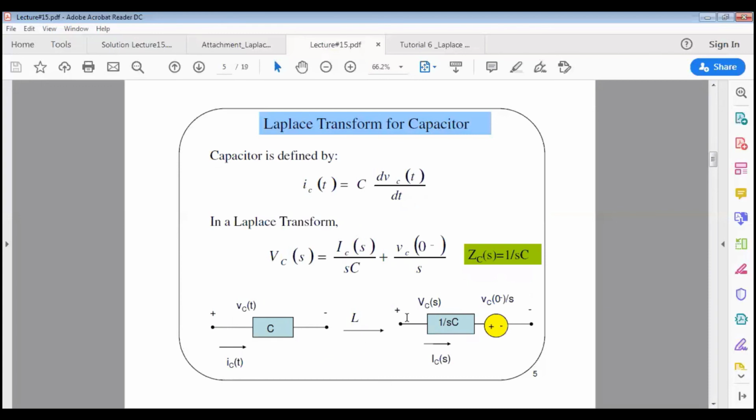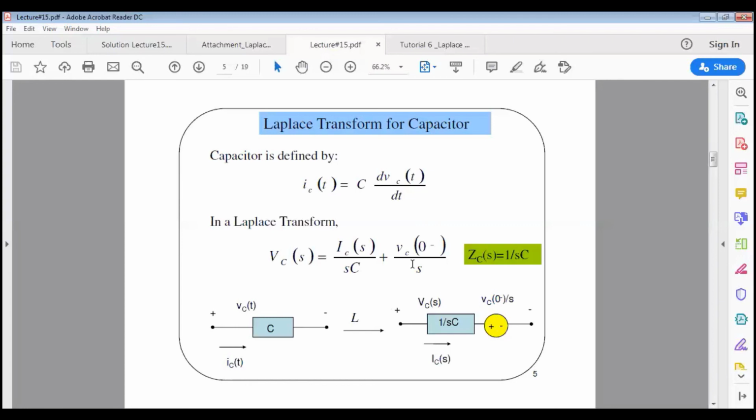In terms of a circuit transform, this is the component in time domain. In Laplace transform, we're going to have 1 over sC, which is the impedance of the capacitor. VC(s) is the voltage drop across the capacitor, and IC(s) is the current flowing from the positive to the negative terminal. Note that this is a voltage source V0(-) over s. The voltage source will have the same polarity as the capacitor because of the positive sign for these capacitors. Hopefully you are clear about this circuit.